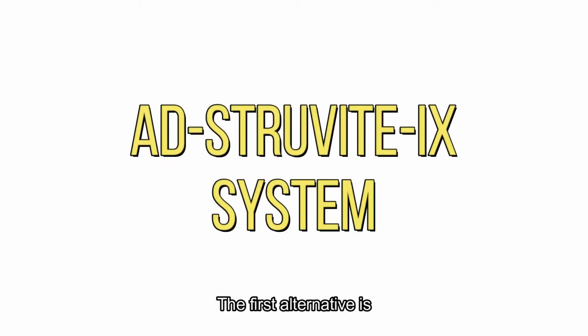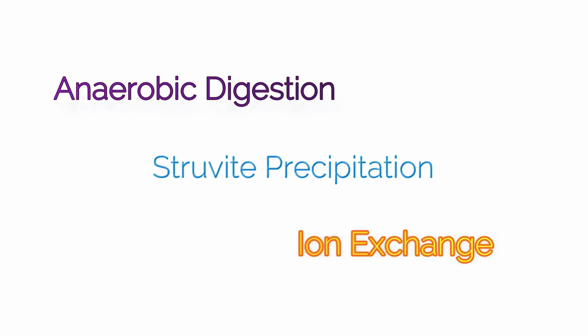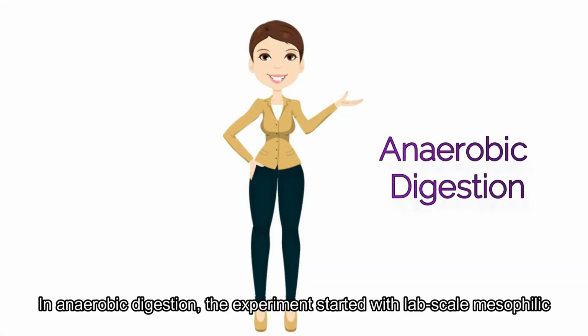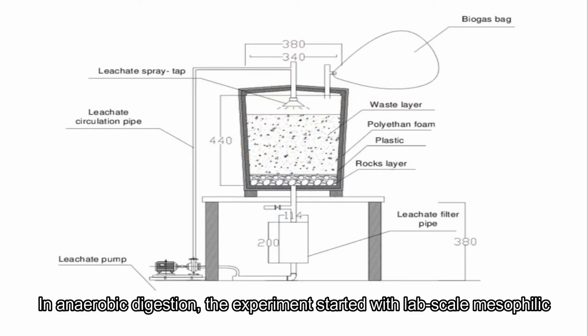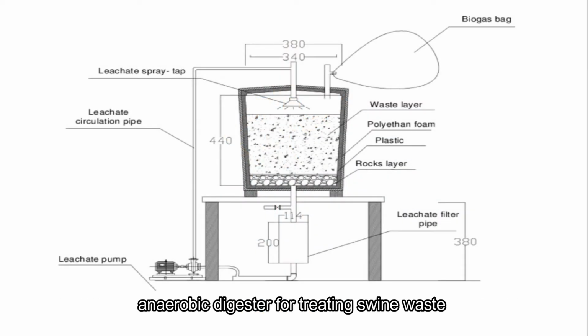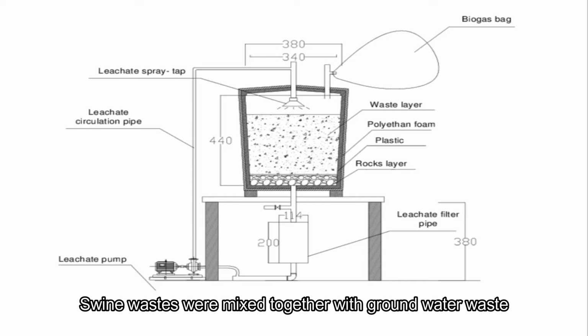The first alternative is the AD struvite IX system. This alternative involves three separate steps, which are anaerobic digestion, struvite precipitation, and ion exchange. In anaerobic digestion, the experiment started with a lab-scale mesophilic anaerobic digester for treating swine waste. Swine waste was mixed together with groundwater.